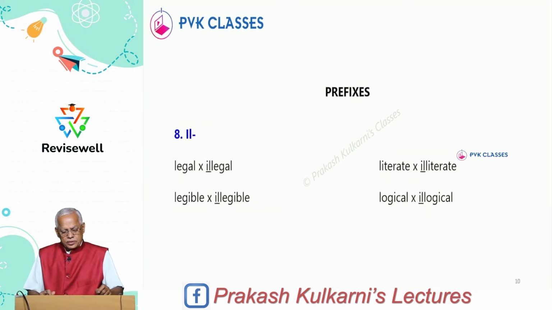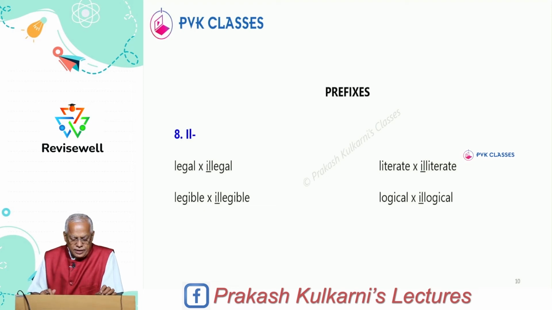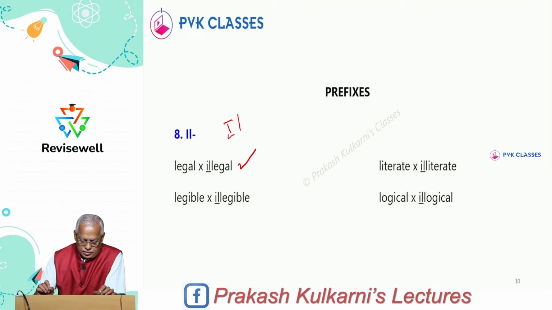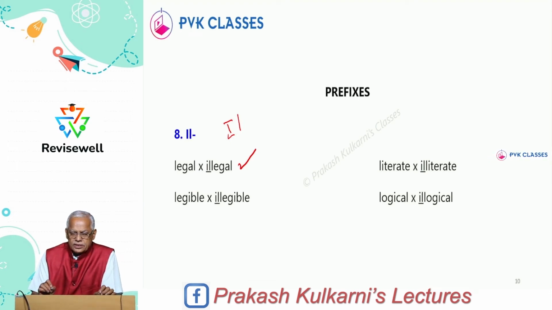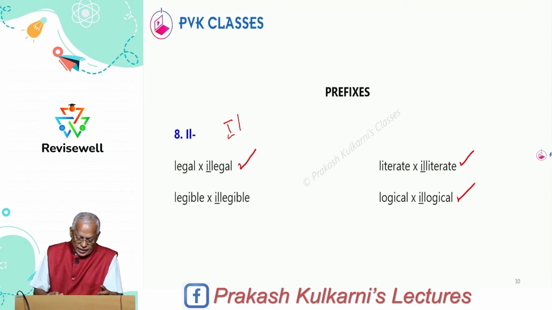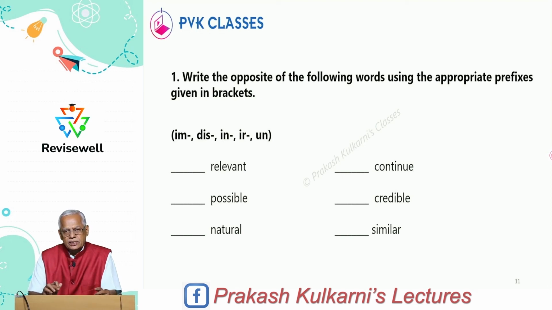Coming to the eighth one, ill. Please remember this is ill. Legal, illegal. Ill means not. Legal, not legal. In place of not legal, we write illegal. Legible, illegible. Literate, illiterate. Logical, illogical. Treatment, ill treatment. So this way ill is used. Now these are some of the prefixes.